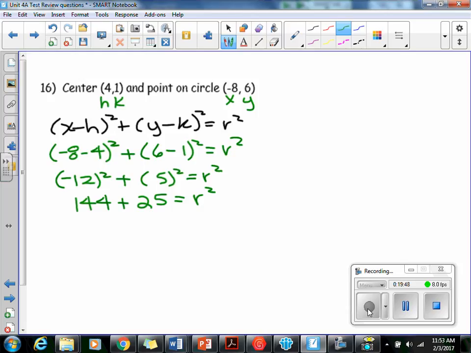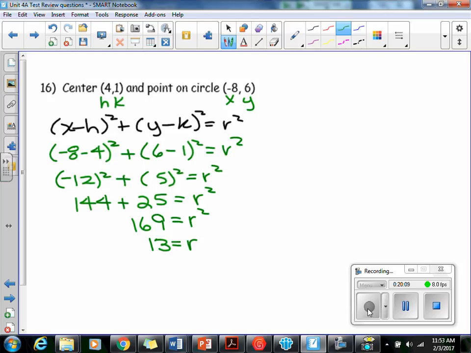So 144 plus 25 is 169 equals r squared. What is the radius? 13 equals the radius. So you would have to take the square root of the 169 and the r squared. Now, that's just the radius. We still need the equation for the circle.